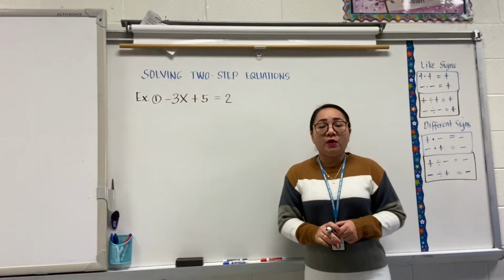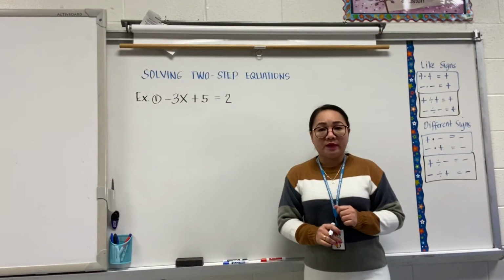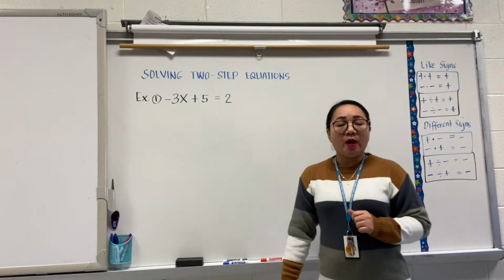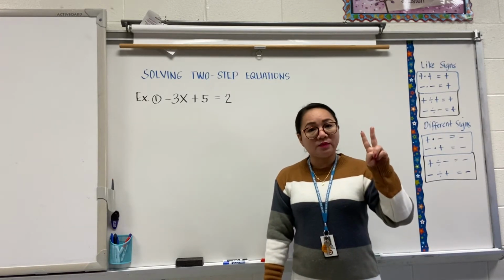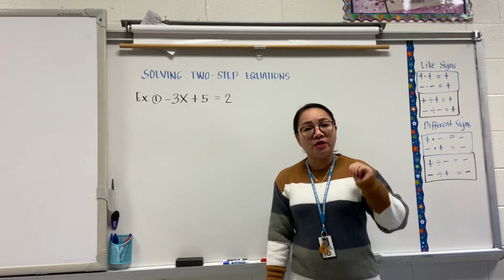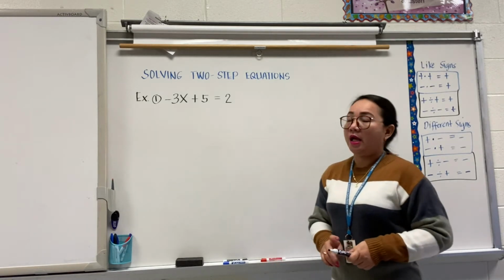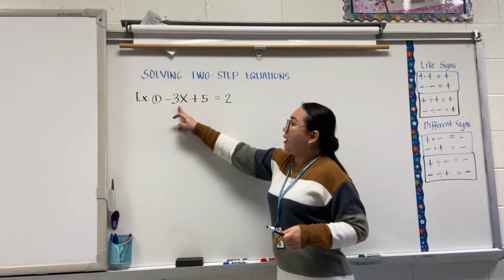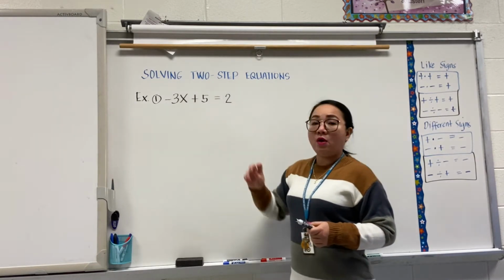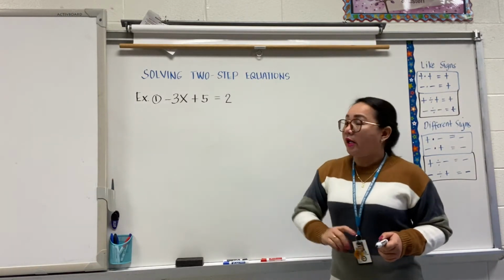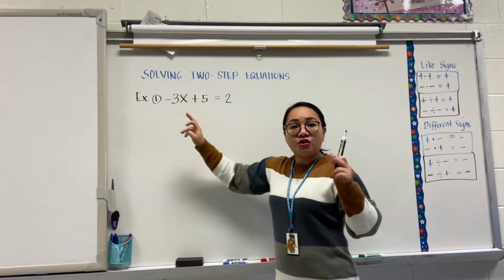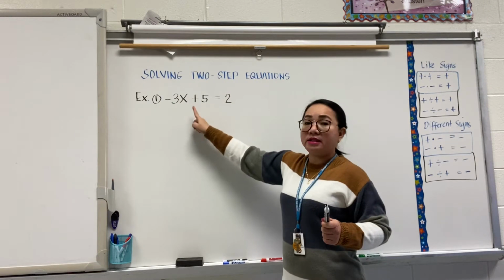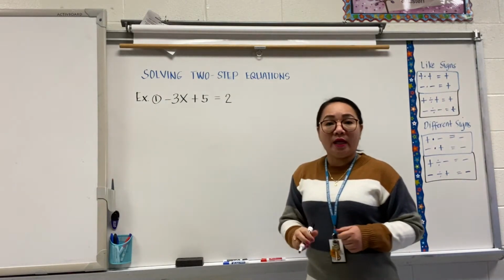In this video, you will learn solving two-step equations. So this is now a combination of the four properties of equality: addition, subtraction, multiplication, and division properties of equality. Now in this example, negative 3x plus 5 is equal to 2. So our goal here is to get rid of this constant and the coefficient so that our unknown will be by itself on the left side of the equation.